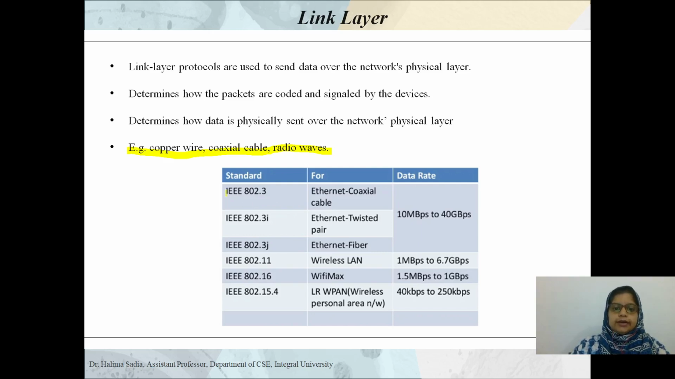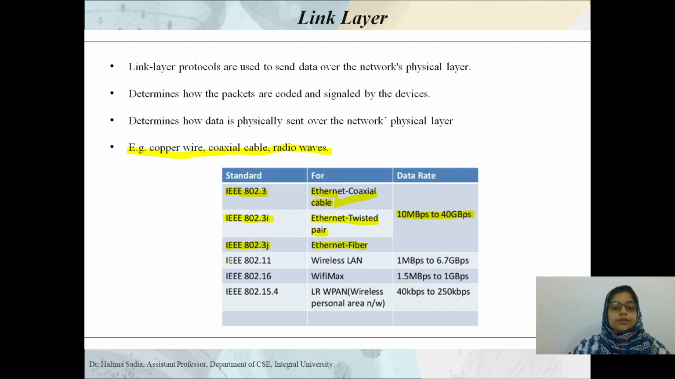We have various standards as mentioned and shown in the protocol suite in the previous slide. We have the IEEE 802.3 standard. This is the Ethernet protocol for coaxial cables. Then we have IEEE 802.3i. This is Ethernet twisted pair. This provides a transmission data rate of 10 Mbps to 40 Gbps. Then we have IEEE 802.3j, which is Ethernet fiber.